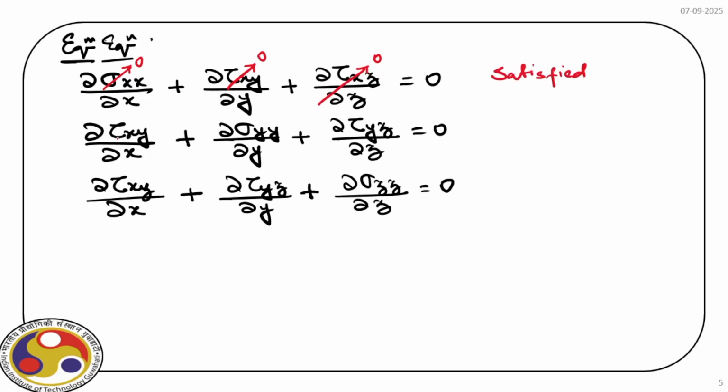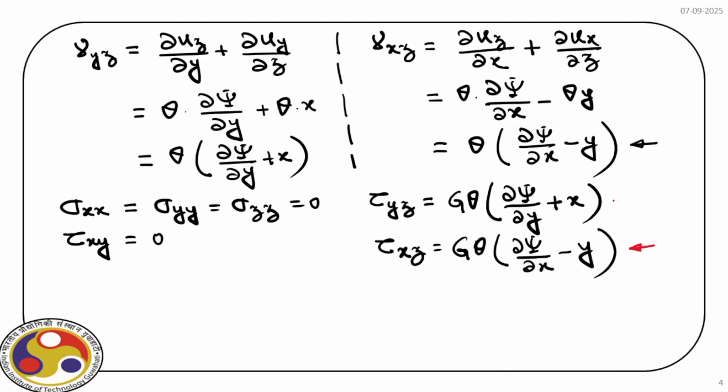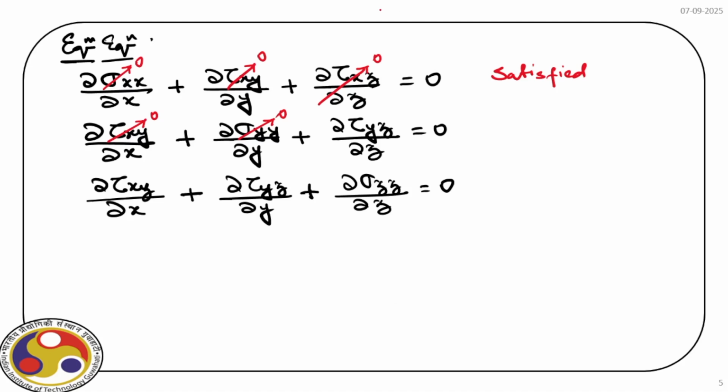What about the second equation? Again, tau xy is 0, sigma yy is 0, and then we have the expression for tau yz. Tau yz, again, is not a function of z. So, if we differentiate this with respect to z, this component will be 0. So, the second equilibrium equation is also satisfied.